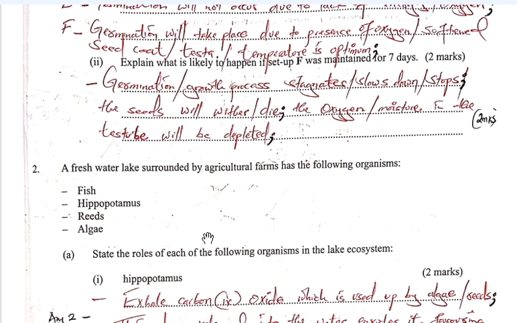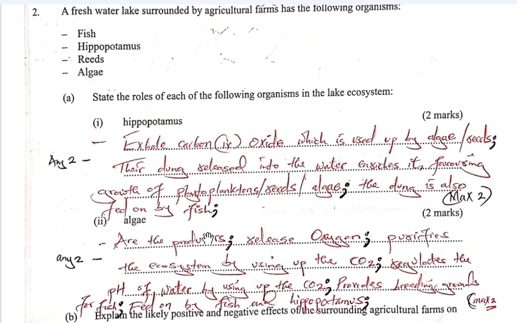Question 2. A freshwater lake surrounded by agricultural farms has the following organisms: fish, hippopotamus, reeds, algae. Part A, state the role of each of the following organisms in the lake ecosystem. First one, hippopotamus. As you know, the hippopotamus is an animal. It is able to exhale carbon dioxide, which is used by the algae and the reeds. Apart from that, its dung released into the water enriches it, favoring growth of the reeds and the algae, or we can say the phytoplanktons. And this dung can be fed on by fish.